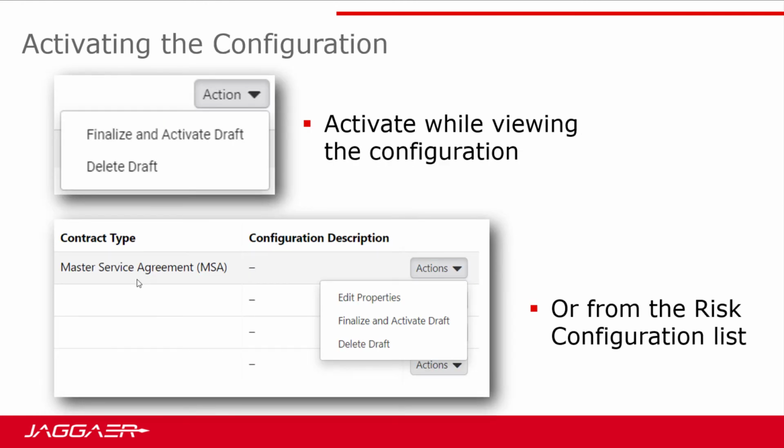Activating a configuration is easy when the time comes. When you're viewing the configuration, you can finalize and activate the draft right from the Actions drop-down menu at the top of the page. If you're viewing that list of configurations, you can select this from the Actions drop-down next to the configuration that you want to activate. Once active, then your users can run the risk analysis on contracts of the designated type associated with this configuration.